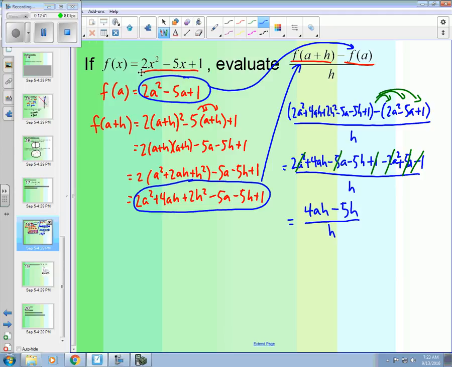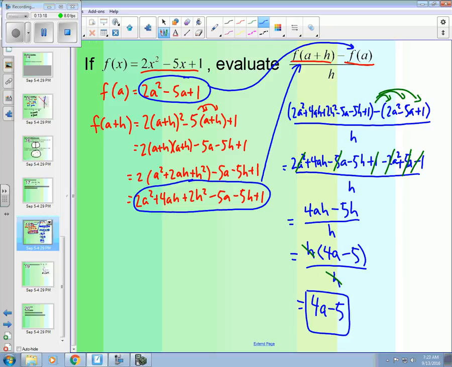Okay, can we simplify that anymore? Well, yeah, this h on the bottom, and then it looks like both terms on top have an h. We could do some factoring in order to cancel that out. So anytime two terms have something in common, we know we can factor. So if we factor an h out of the top, that would be 4a minus 5 left over, all over h. Now, since this is being multiplied, we can cancel out the h. And so the final answer here would be 4a minus 5.